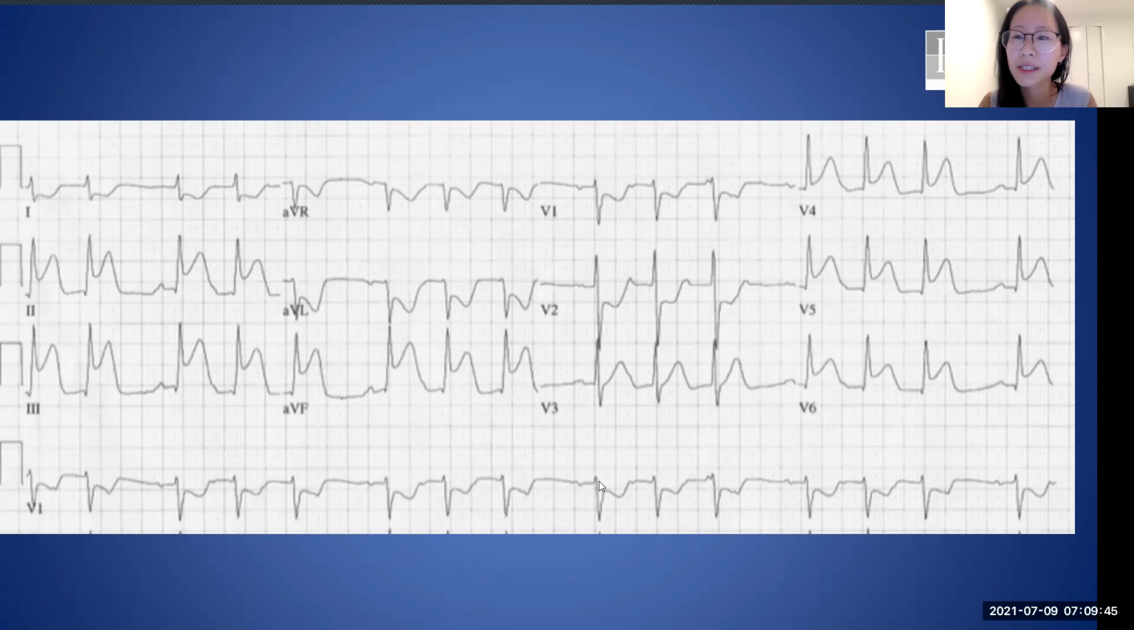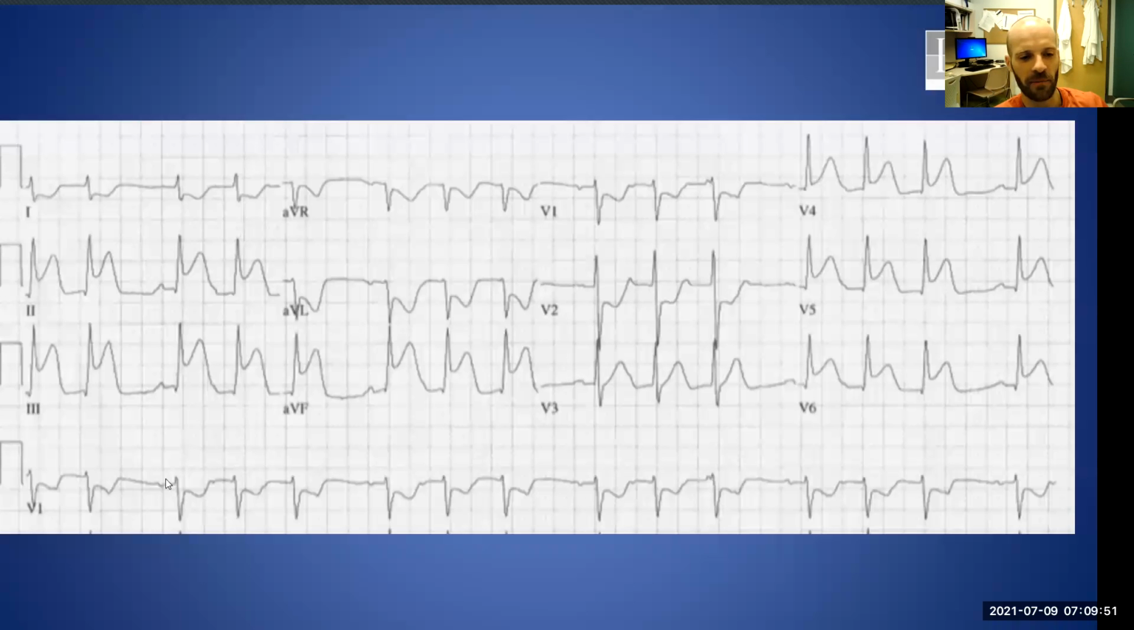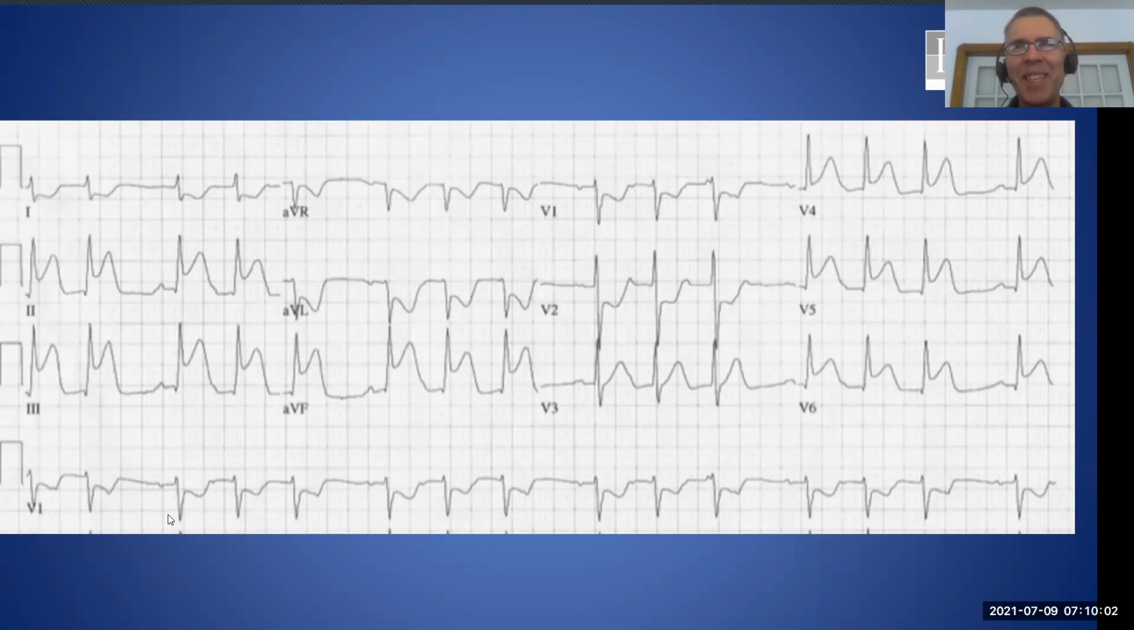Can you remember back to the rhythm lecture what that meant? Is that second degree AV block? It is. Excellent. Second degree AV block. And can you remember what sort of second degree it was? Remember the Justin Timberlake takeoff? Wenckebach. Diagnosis Wenckebach. There we go. Excellent. So this is Wenckebach.